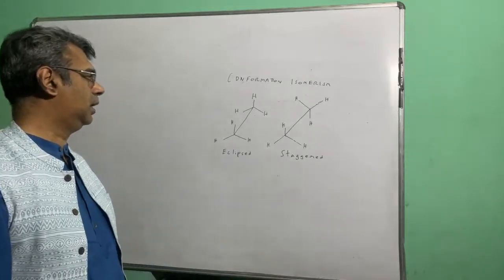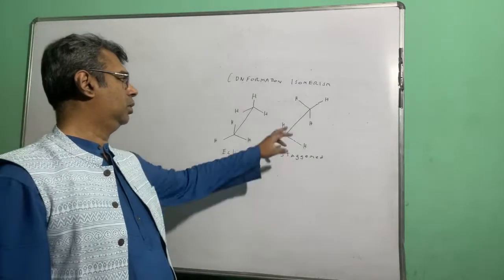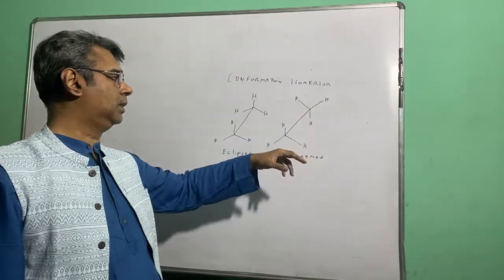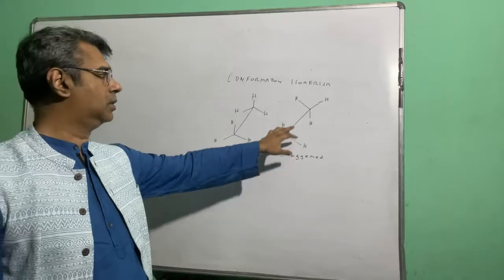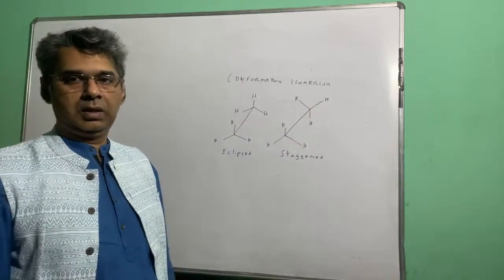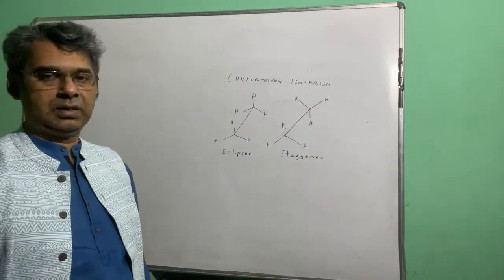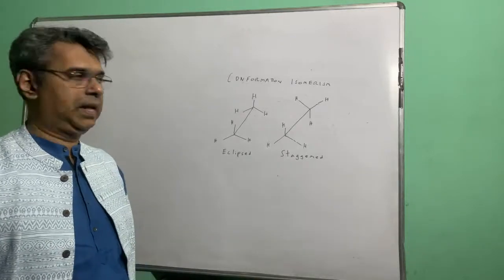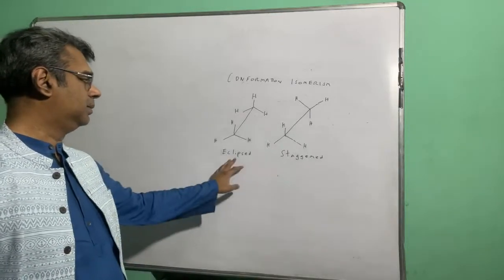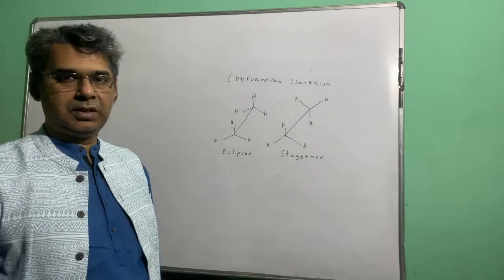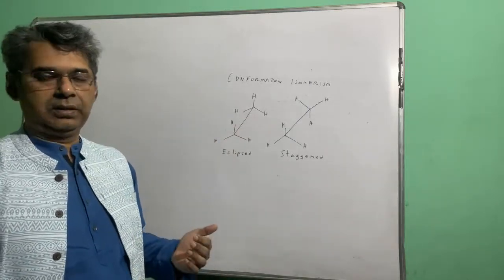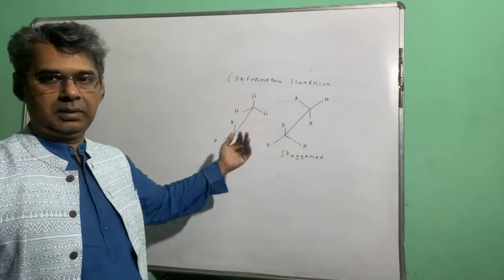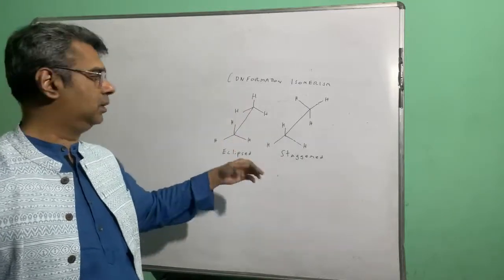In staggered, the orientation of the rear carbon is totally dissimilar to the front carbon, so you can clearly see all the three hydrogens at the back. So this is called staggered. Now eclipsed is the most unstable, because they are in the same line and there is a steric factor.